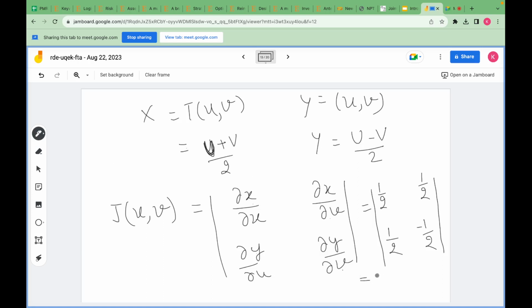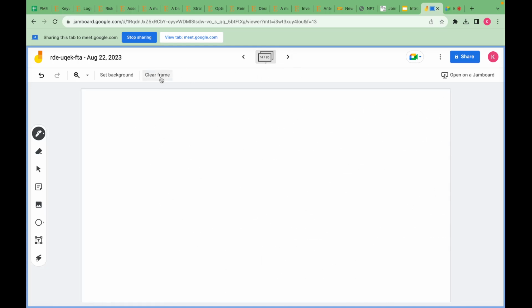So this comes out to be minus 1 by 2. This is minus 1 by 4, then minus 1 by 4, so this will be minus 1 by 2. Now we have found this Jacobian. Now we just need to put the values in our expression, which was f_XY of g inverse (u, w), into this Jacobian.